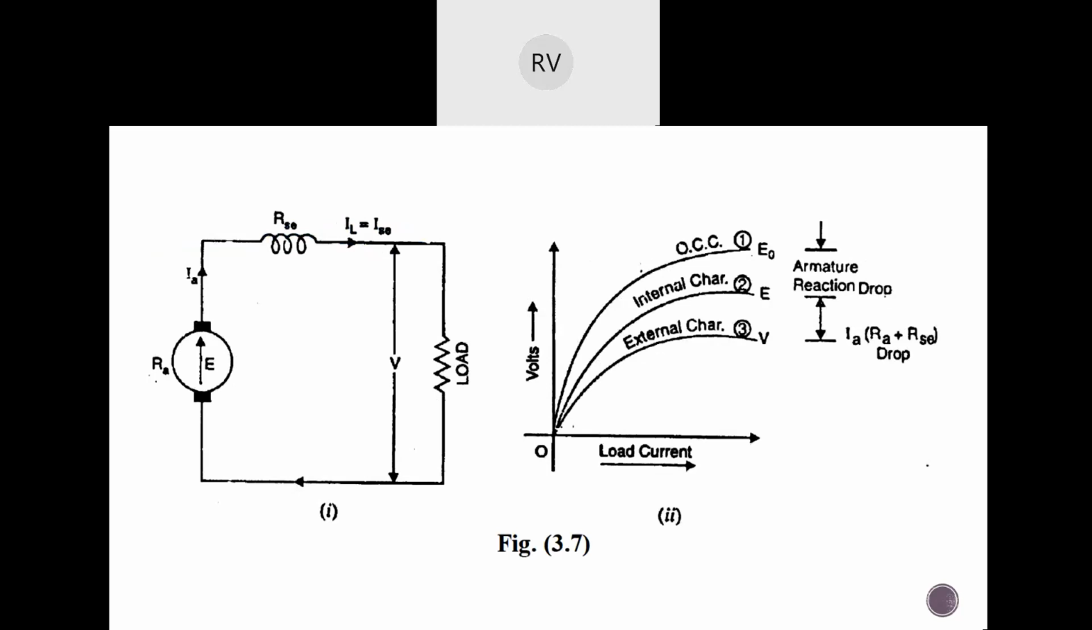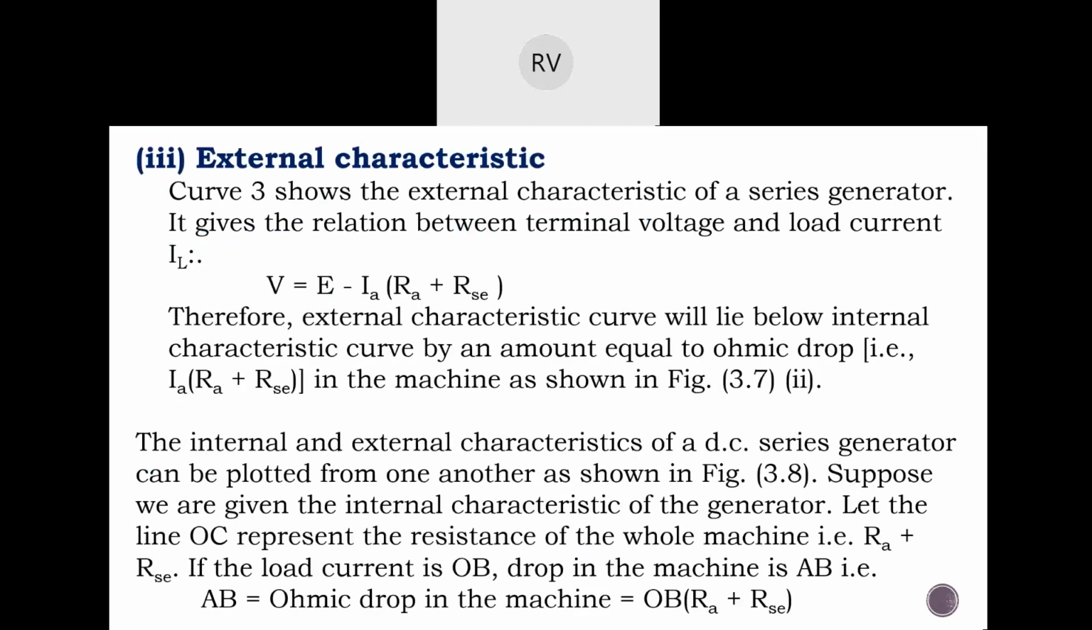Okay. Next is external characteristics. Curve 3 shows us the external characteristics of the series generator. It gives us a relation between the terminal voltage and the load current IL. As we have been discussing in past discussions, the external characteristic is the curve drawn between the load current and the terminal voltage.